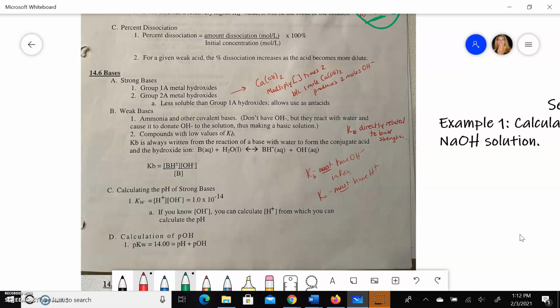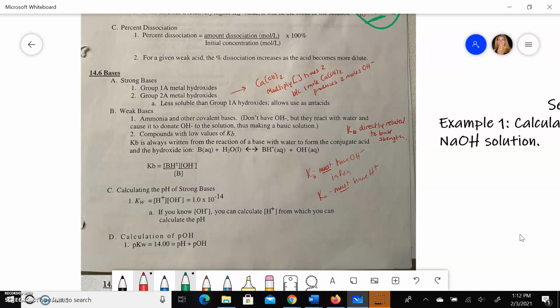And so what that means is it does dissociate completely, but you have to multiply the concentration of hydroxide by 2 because for every compound of calcium hydroxide that breaks apart, you're going to end up with 2 hydroxide ions, and so you have twice the number of particles than you had of the original. So just be real careful and make sure that you multiply that by 2. That's a common mistake that I see.